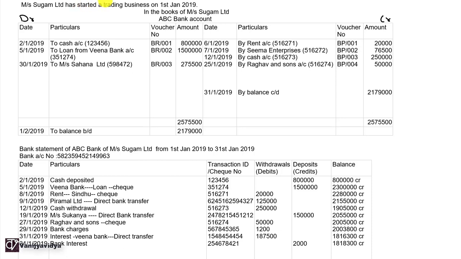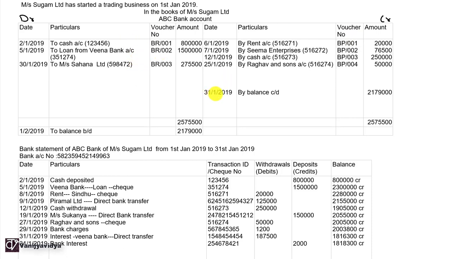Messrs. Sugam Limited has started a trading business on 1st Jan 2019. So, it's a new business which started on 1st Jan 2019. In the books of Messrs. Sugam Limited, we have the ABC bank account. So, this is a bank account in the books of Messrs. Sugam Limited. So, you have debit, credit, date, particulars, voucher number, amount, date, particular, voucher number, amount. So we have all the debit and credit entries here.